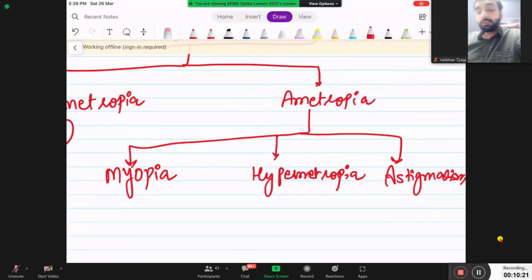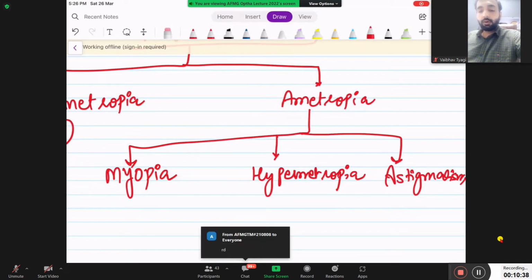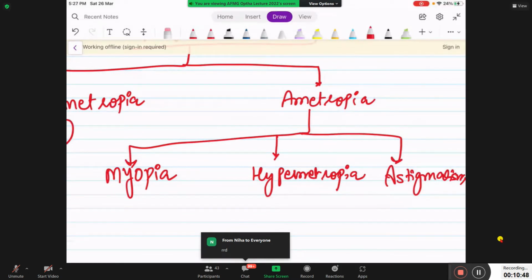It is a cause of, we have discussed in retina, pathological myopia, cause of, no, not senile cataract. Pathological myopia is a cause of which type of retinal detachment? Rhegmatogenous RD, right? Rhegmatogenous RD. Okay, good.